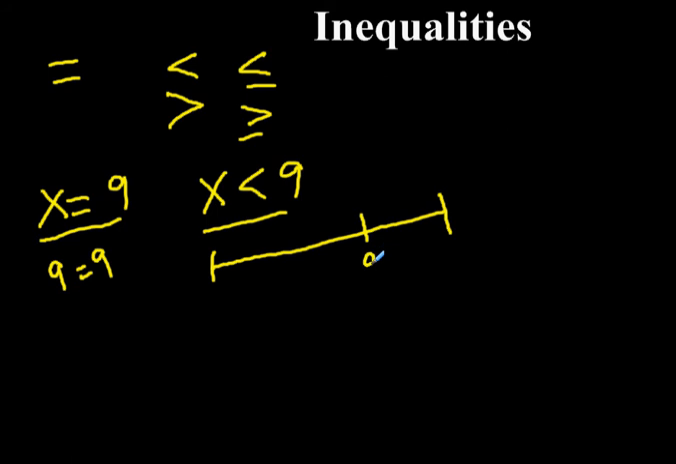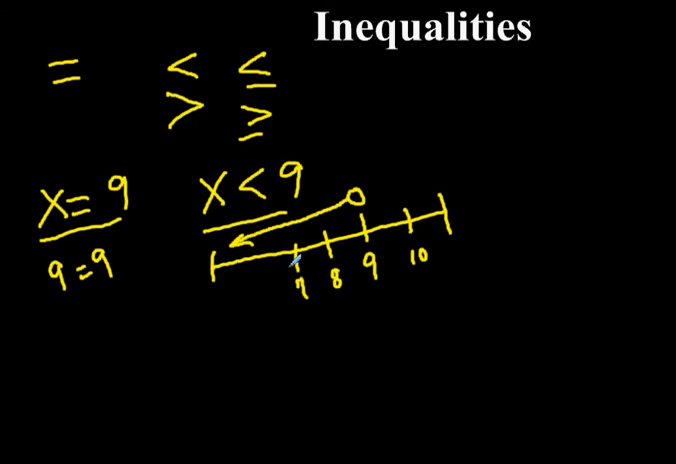Let's say that's 9. Here's 10, 8, 7, and so on. Okay, 8 is less than 9. It means that x doesn't equal 9 because 9 is more than x, but any number below 9 is a good number for x. So we put an open circle on 9 and we point to the left.